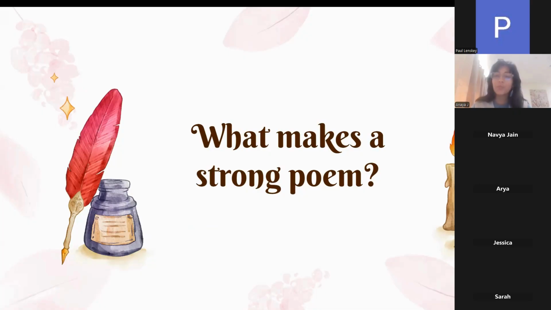You were already using poetry tools, even if you didn't call them that. So now let's actually name these tools. Because whether you're writing a super structured poem like a sonnet or an unstructured one like free verse, these are the building blocks that give your writing strength, rhythm, and voice. Let's go over a few key terms in our poetry toolbox. Not to memorize them, but just so when you write, you can start noticing what you're doing and choosing as a poet.